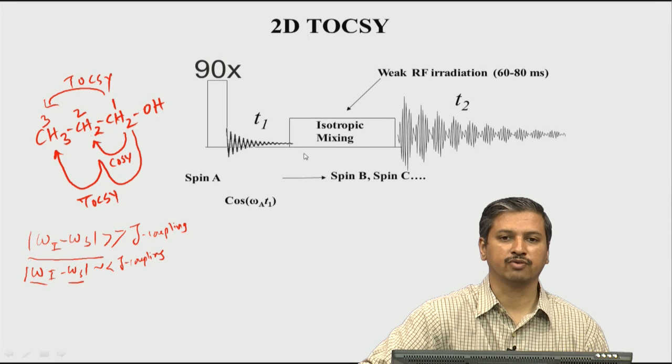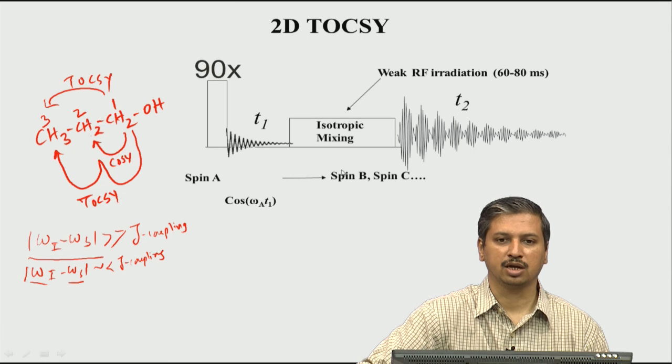In a relay race, typically there is a first runner who carries the baton, runs for some time, transfers the baton to the next person, who runs some more distance and gives it to a third person, and so on. So, this is called a relay race. Similarly, we have a relay magnetization transfer here. We first evolve A, then transfer the magnetization to B, and then B does not evolve, but because of J coupling to C, it gets transferred to C, and so on.